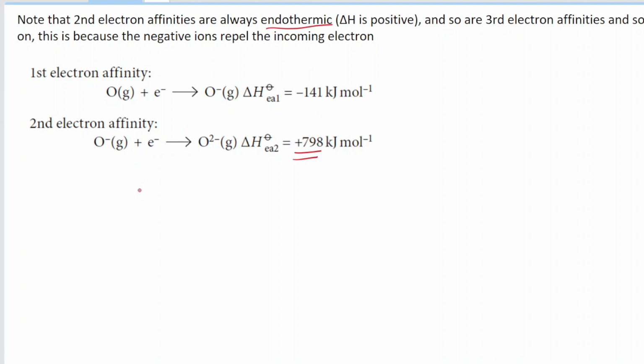The reason is that, from our earlier example, you formed a chlorine minus ion. This chlorine minus ion has a negative charge, and you're trying to add another electron to it. This is negative, and that is negative, so both of them will try to repel each other. So you have to supply some energy to force the electron into this chlorine. That's the reason why the subsequent electron affinities are endothermic.